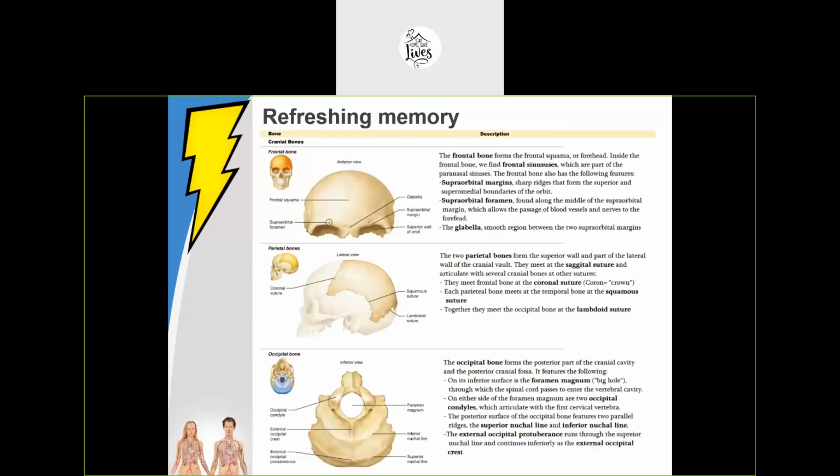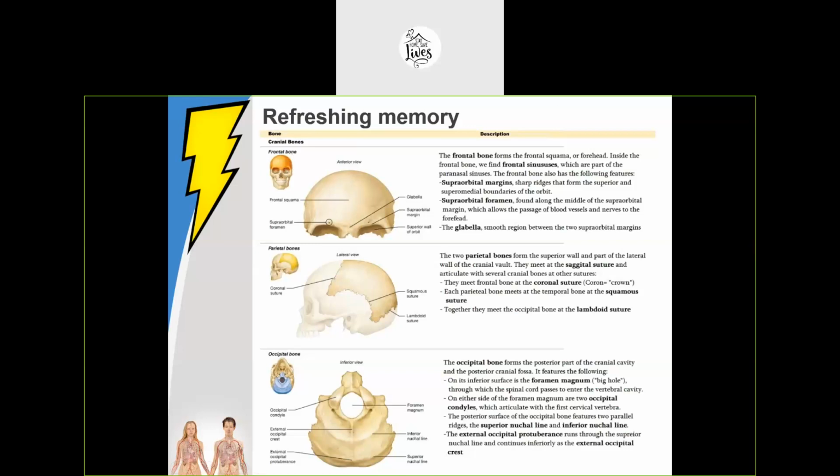Actually, I have finished explaining all the cranial bones so far. To refresh your memory and summarize, I'll quickly pass through the bones that we can find in the skull and their main bone markings. Starting from the frontal bone, again, I'll repeat that it makes up the forehead part of the skull that we can see here. Inside the frontal bone, we have the frontal sinuses, which are part of the paranasal sinuses. Again, paranasal sinuses are the sinuses around the nasal cavity.